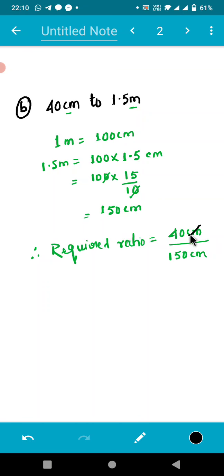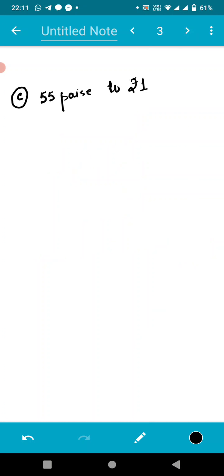Now let's reduce this. First of all, we reduce the centimeters, then the zeros. So this 4 and 15 cannot be reduced any further. So it would look like 4 by 15. And finally, we have to give our answer in ratio form. So in that way, the required ratio is 4:15.